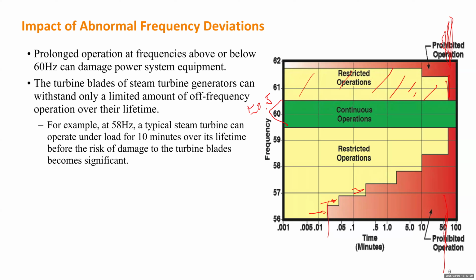If it's really low frequency, like 56 hertz, it only takes 0.01 minute, a few seconds, which is enough to damage this turbine generator blade forever. So that's why you need to have protection to respond to very low or very high frequency instantaneously. Okay, the protection can be set up with a very, very short time, like a few cycles.